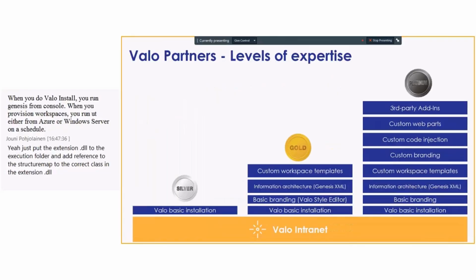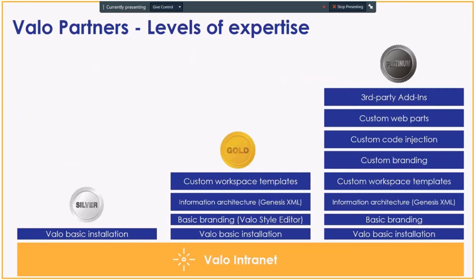So, yeah, this is what we talked about, the different levels of expertise, and today we had a closer look at the platinum level, which is the programmatic extension of Valo Intranet. We also discussed a little bit the other parts here, the branding and the information architecture, and we showed you also how to find your way in the partner portal and how to find these instructions there.